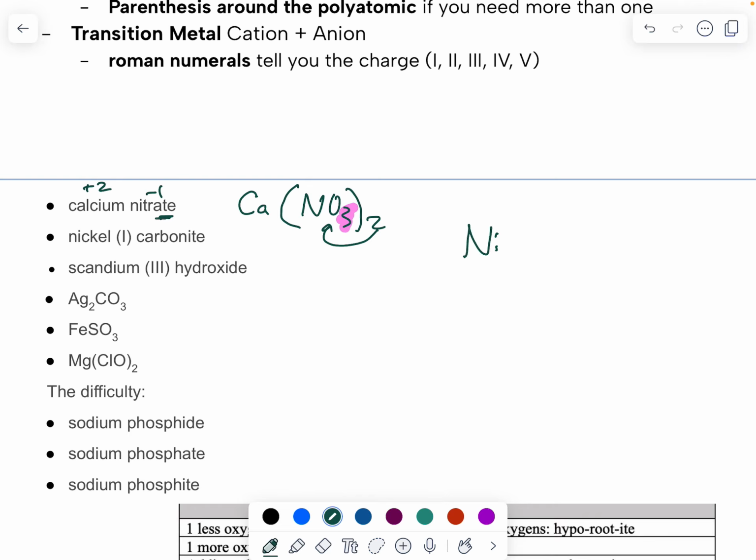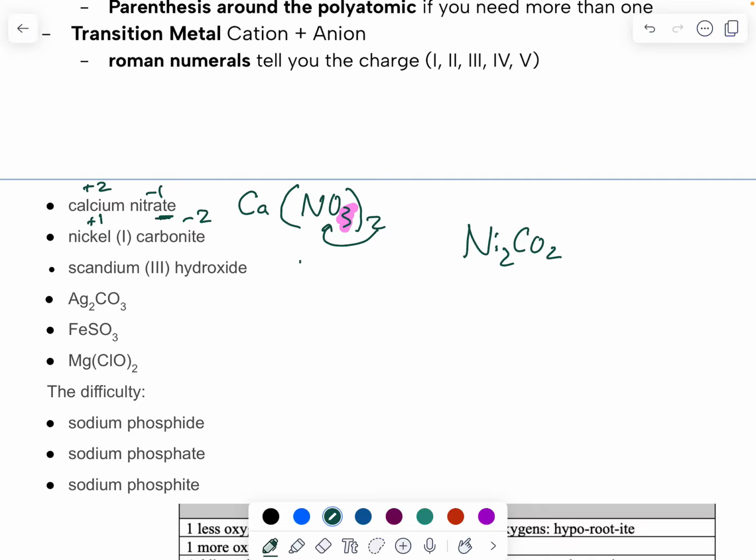Next one is nickel, which is Ni. Carbonate, if I look at the back of my periodic table, is CO3 minus 2. So carbonate is CO3 minus 2 still. Nickel's plus 1 because of the Roman numeral. Carbonate is minus 2. So again, I need 2 of the nickel to neutralize those 2 charges. Now I don't need parentheses on the carbonate because I didn't need more than one of them. So parentheses not needed.